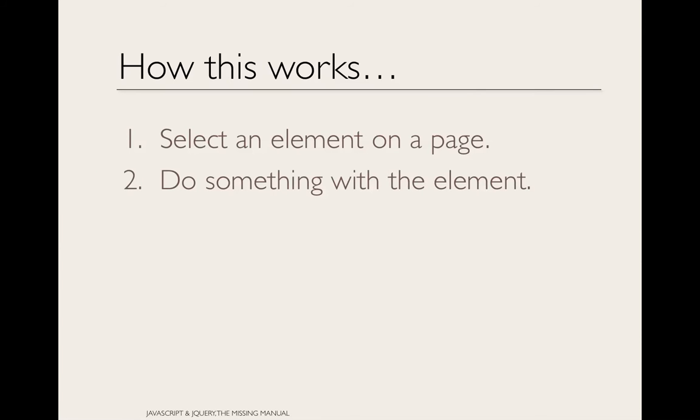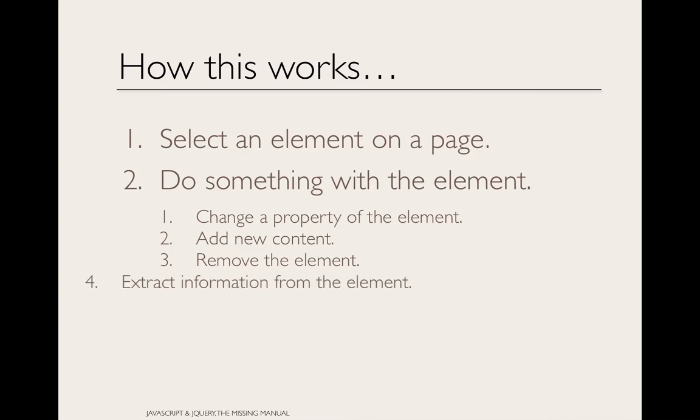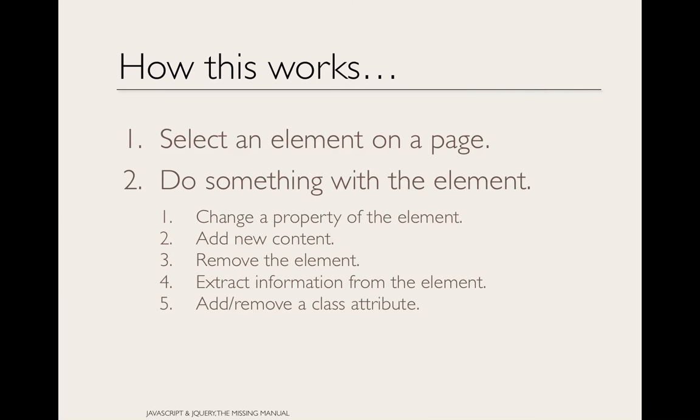You say document.write, whatever you want to do. You can change the property of an element, you can add new content, you can remove elements, you can extract information from elements, and you can add or remove a class attribute, etc., etc. That's all there is to this. The idea of dot syntax and the document object model is to be able to select an element on a page in a predictable way and do something to it. Pretty straightforward. So that's what we'll do in our exercise. See you there.